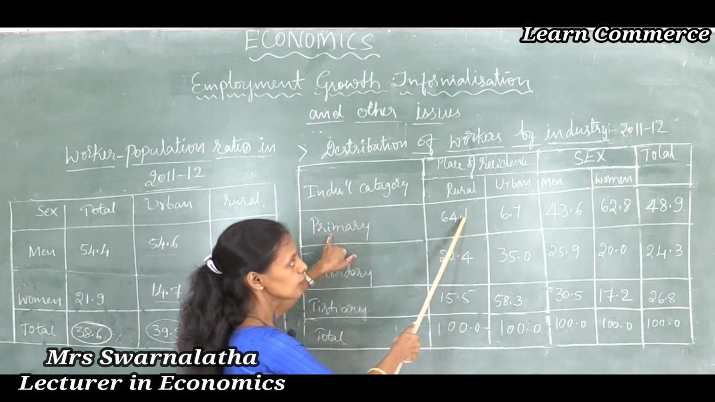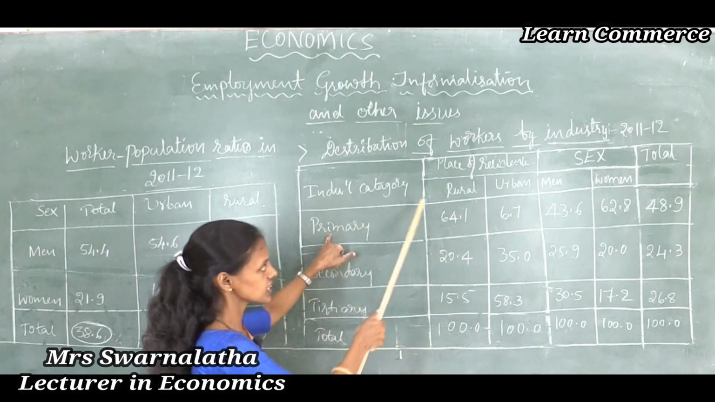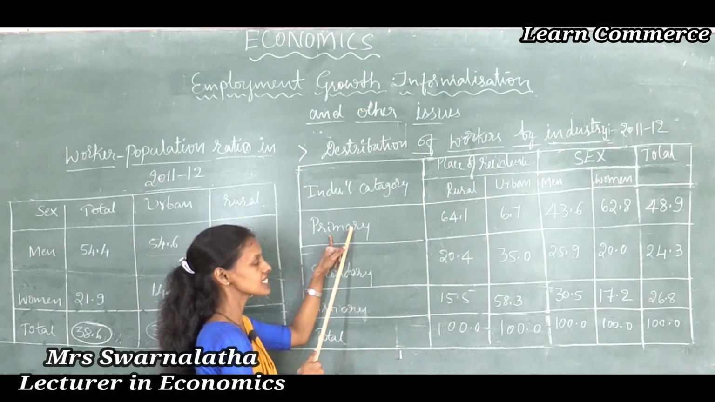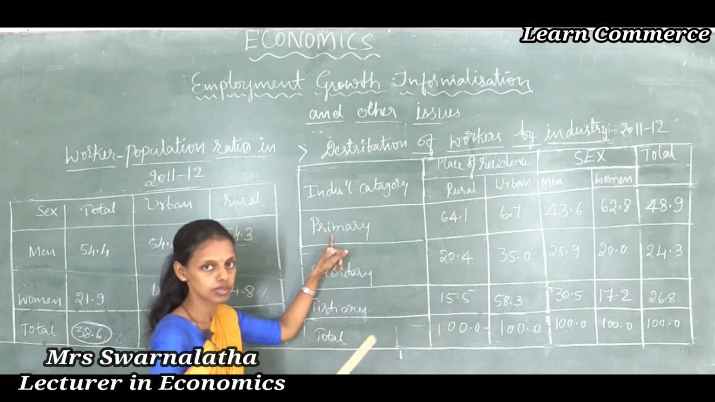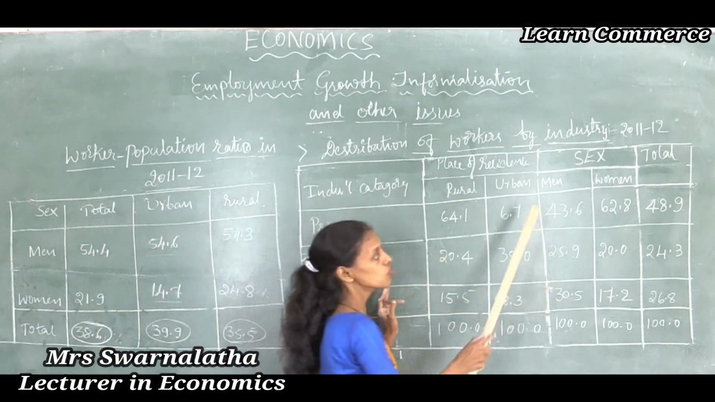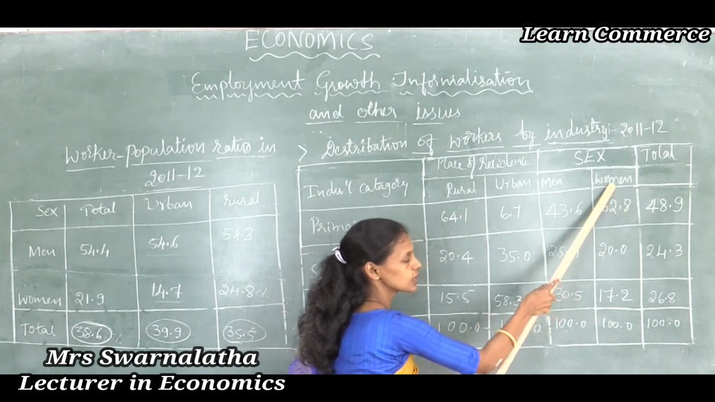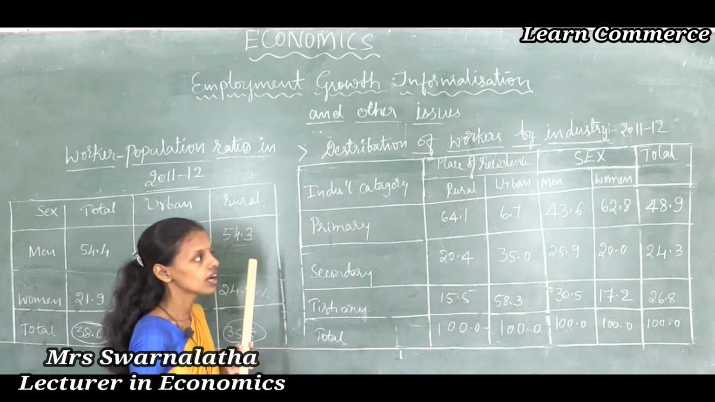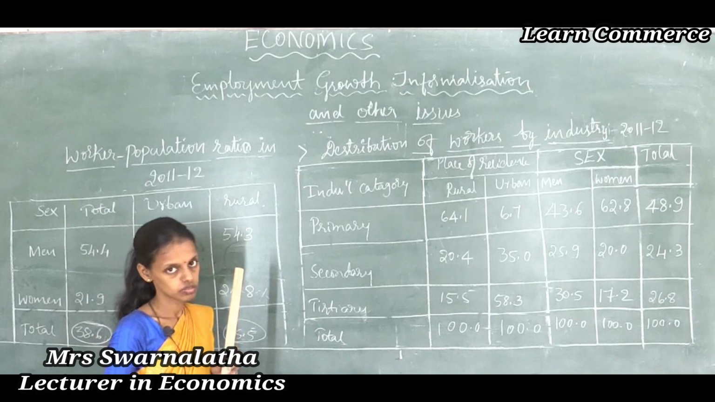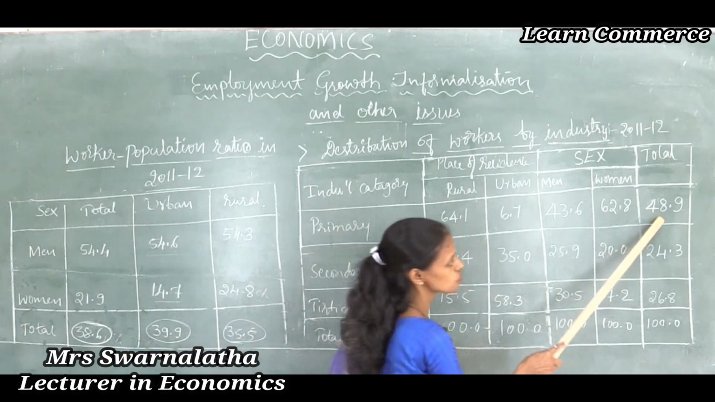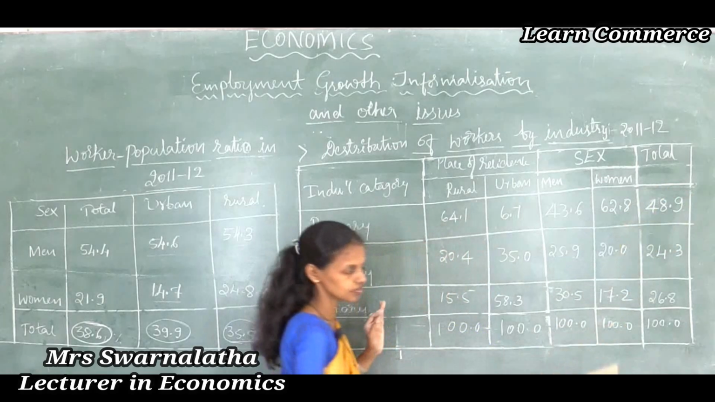So 64.1% of the people were engaged in primary sector activity in rural areas, and 6.7% of the people were engaged in primary sector activities in urban areas. In that, 43.6% were men and 62.8% were women engaged in the primary sector activities. The total primary sector activity in India is 48.9%.